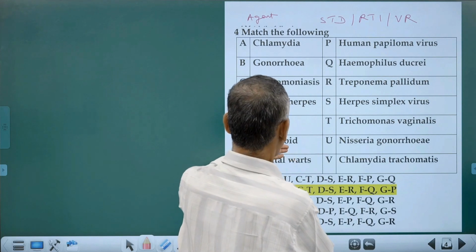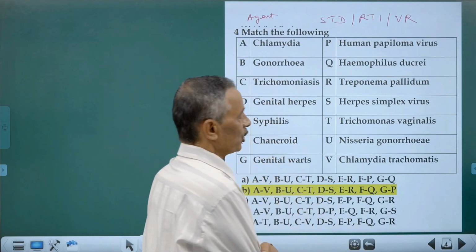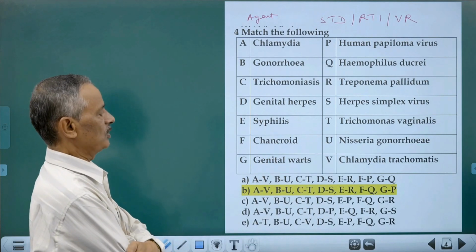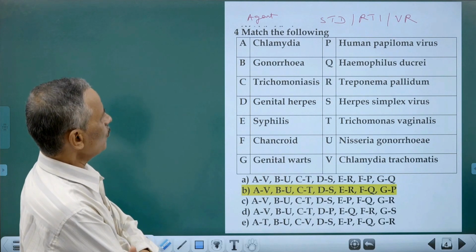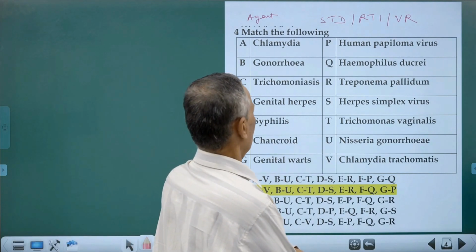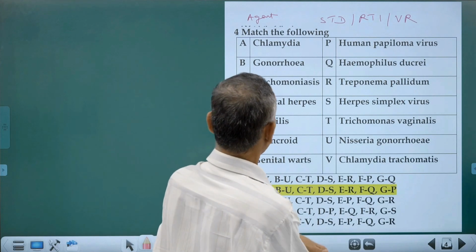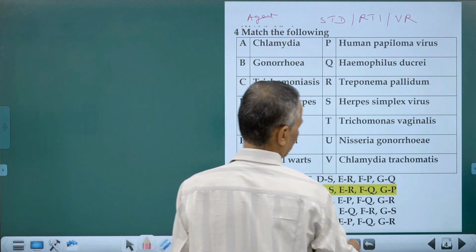It is caused by Haemophilus ducreyi bacterium, which is very common. And genital warts, the virus. Genital warts is caused by human papilloma viruses. Okay, so the option is box. So we have to study the causative agent.